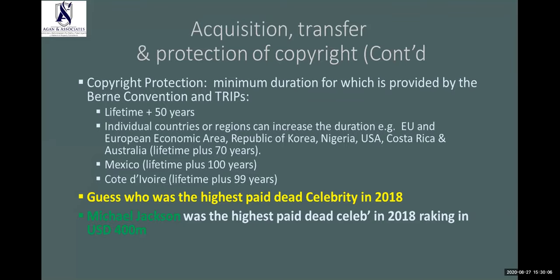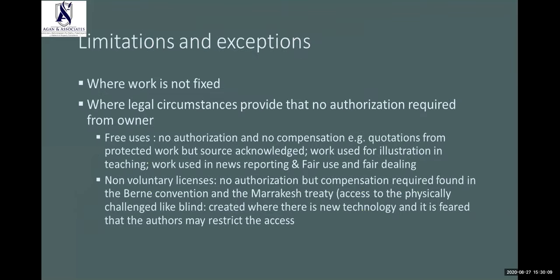Limitations and exceptions. Now, where work is not fixed, then in certain nationalities, that work in certain countries, as we have seen earlier, will not be copyrighted. Now, in Bern Convention countries, it is not a must for the work to be expressed. Fixed simply means expressed, published and all that. So the same also applies to civil law countries.